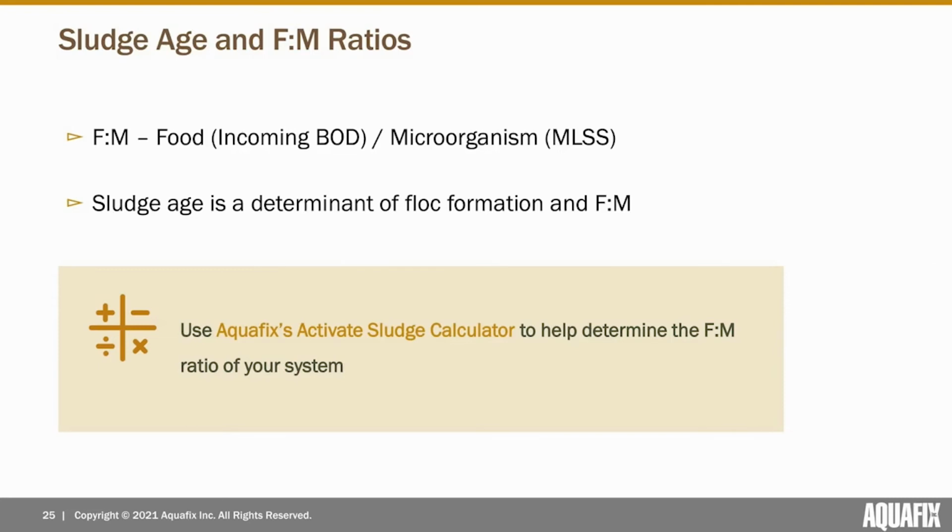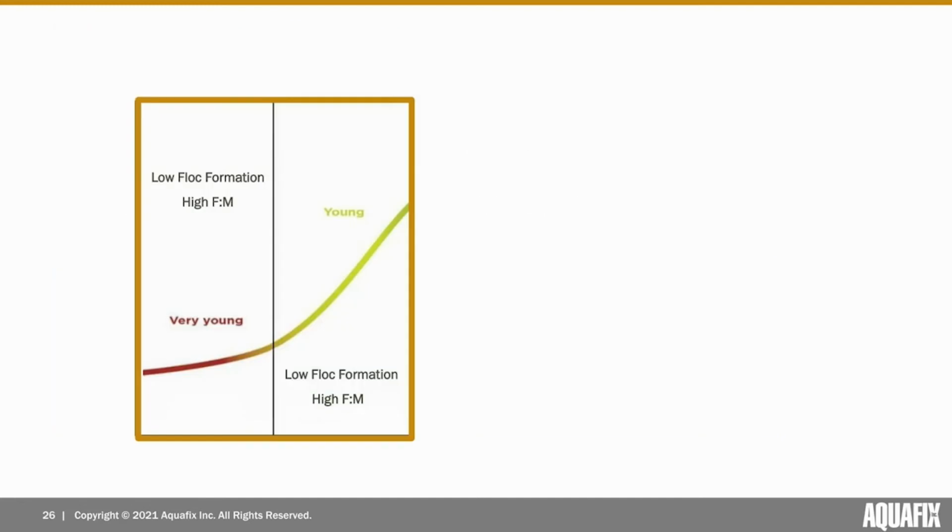So, now that we have covered the basics of sludge age, floc formation, and F to M ratios, we'll look at how they connect, starting with a young sludge age. At a younger sludge age, there will be a relatively low population of bacteria as the growth process is just beginning to occur. We're also going to see high F to M values as we have more proportional food coming into the system in comparison to overall bacterial population.